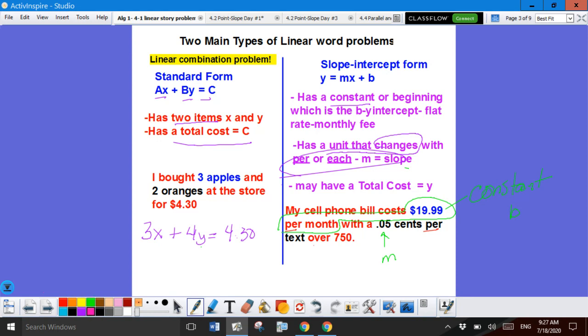Okay, so to figure out my cost over 750, if I just look at over 750, I would have 0.05x and I would have my $19.99. Okay, now this is an equation for over 750. If we wanted to actually have it calculate for every bill, then that does make a difference in terms of how we write that. So we will look at that a little bit further in terms of writing a more inclusive equation.